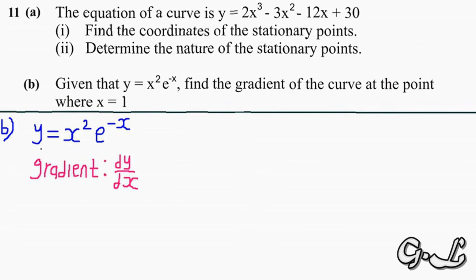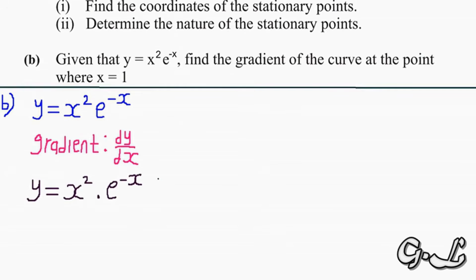So in such a case, we have the equation y is equal to x squared e to the negative x. We have a dot there which is simply representing multiplication. Now when you check these two terms, we have the term x squared, and we also have the term e to the negative x.